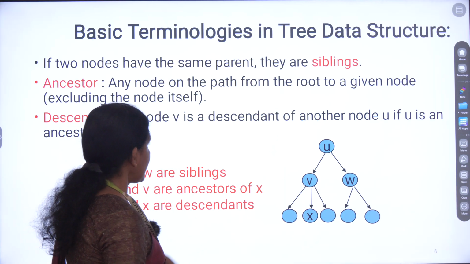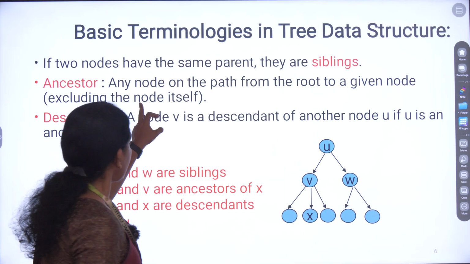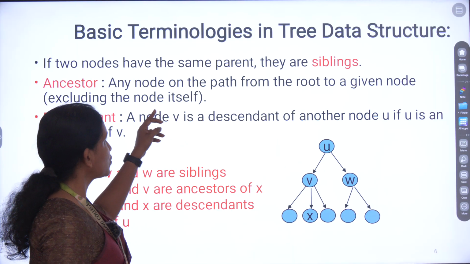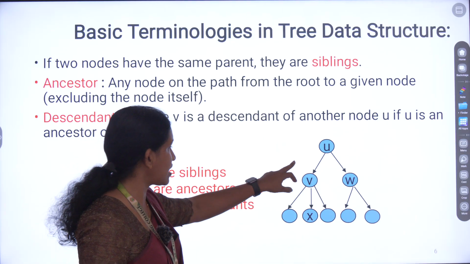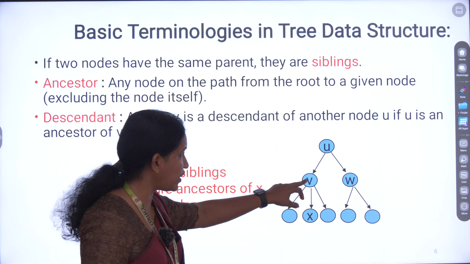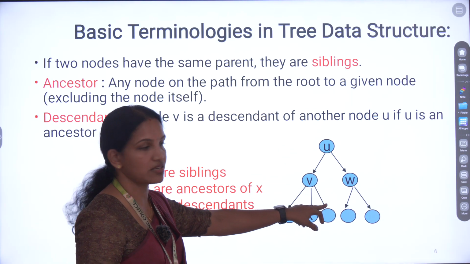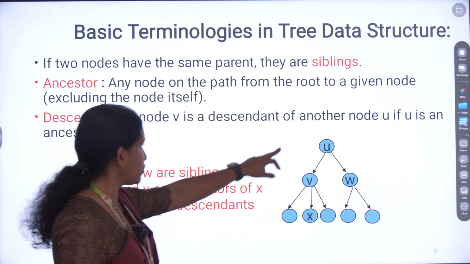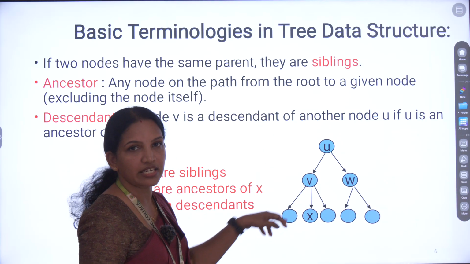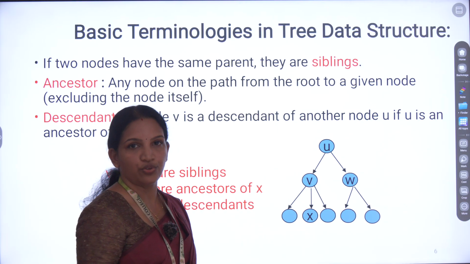Now ancestor means any node on the path from root to a given node, excluding the node itself. So if we consider the node X, then V and U are the ancestors of X. If you are considering the node U, V and X are the descendants of node U.